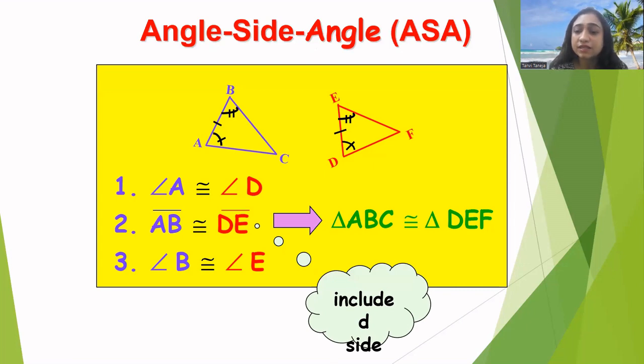We have one more criteria. We have just discussed two criteria already, and we have one more criteria, that is angle side angle. So in this, as the name suggests, there should be two angles and an included side in between. So the two triangles are said to be congruent.